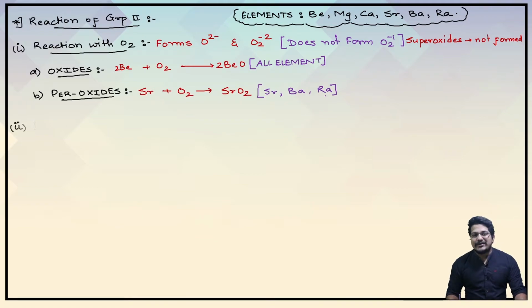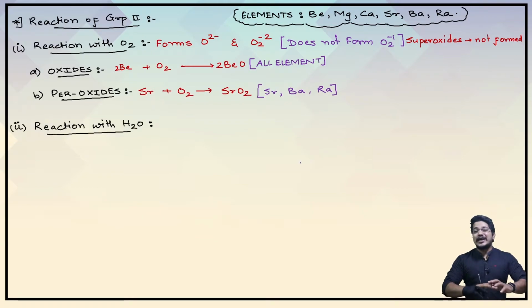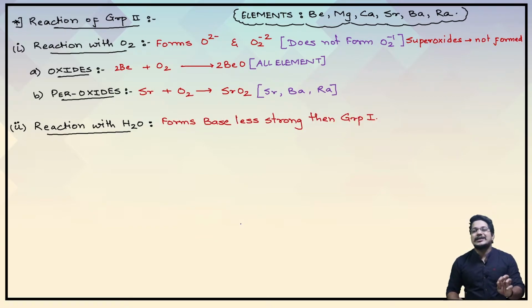Let's move on with the next reaction, that is reaction with water. अच्छा, ये काफी simple है, ध्यान देना. Reaction with water होगा क्या? It would give you a corresponding hydroxide. And mind it, group 2 hydroxides are slightly less basic as compared to group 1 hydroxides. Group 1 hydroxides are the strongest hydroxides. उससे थोड़ा सा weak are group 2 hydroxides. ठीक है, अच्छा चलो देखते हैं.